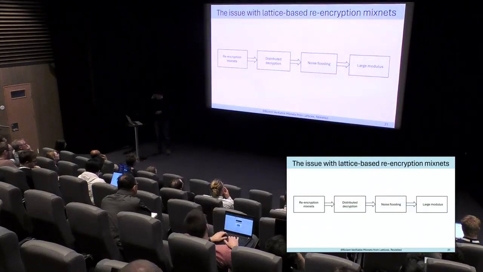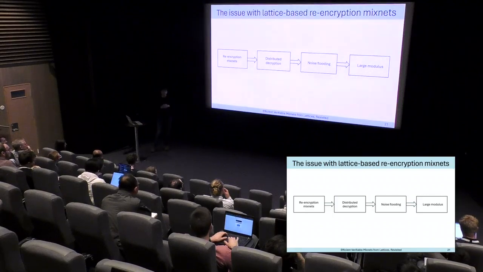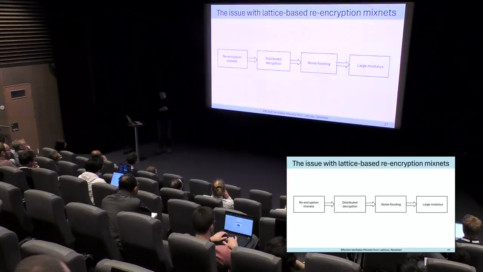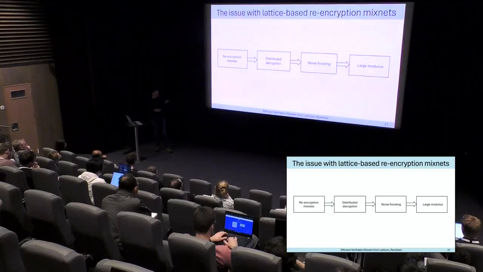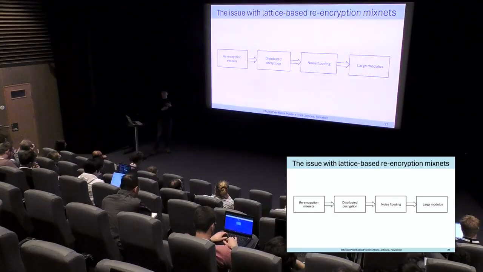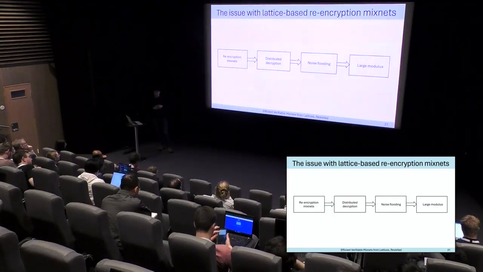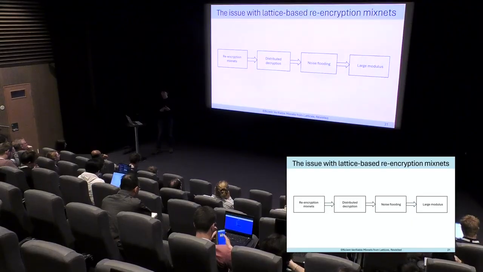All right. So I will now describe why re-encryption mixnets might not be so suitable in the lattice setting. As we saw at the beginning, in this type of mixnet we require this second phase of distributed decryption to finally recover the plaintexts. The way this is done in lattices is that you have some shares of the secret key that you give to different parties.